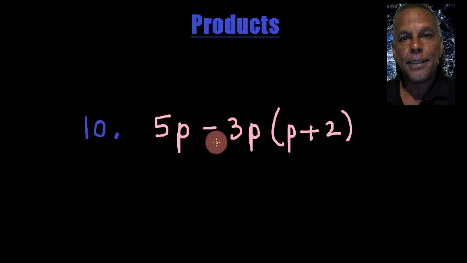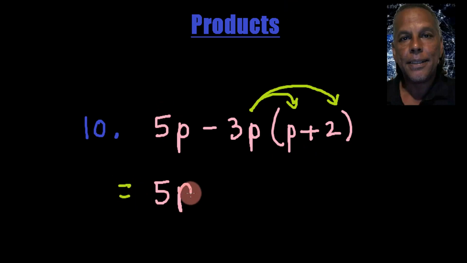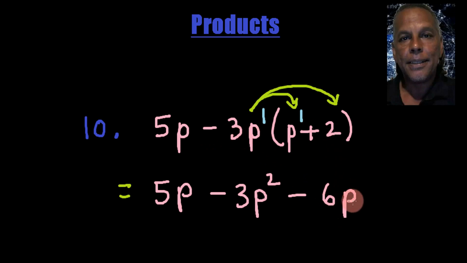So we're going to multiply this negative 3p into the brackets, because that's what's immediately in front of the brackets. So we keep the 5p. Then negative 3p times p will give us negative 3p squared. Of course, we are adding the powers of the p's when we multiply. Then we have a negative times a positive, which is a negative. And 3p times 2 will give us 6p.